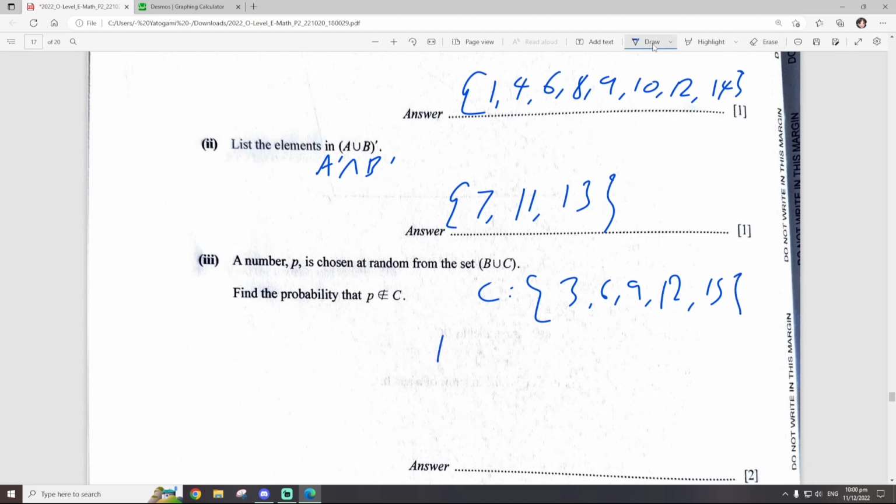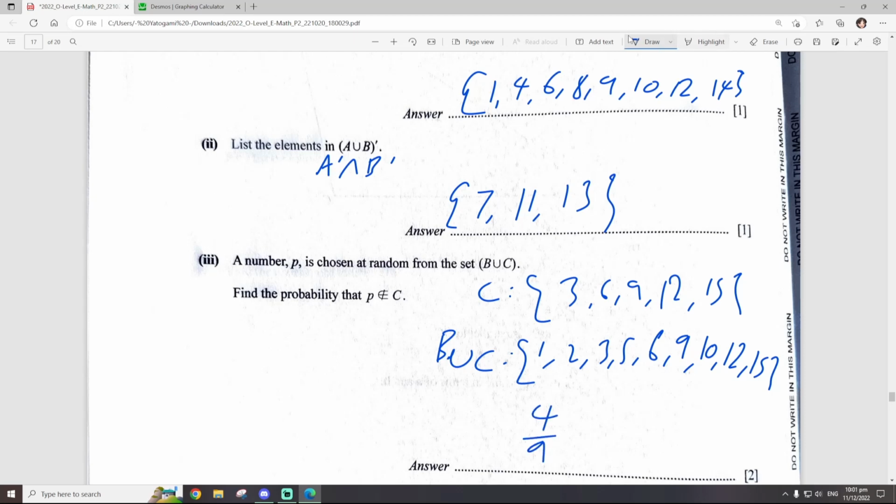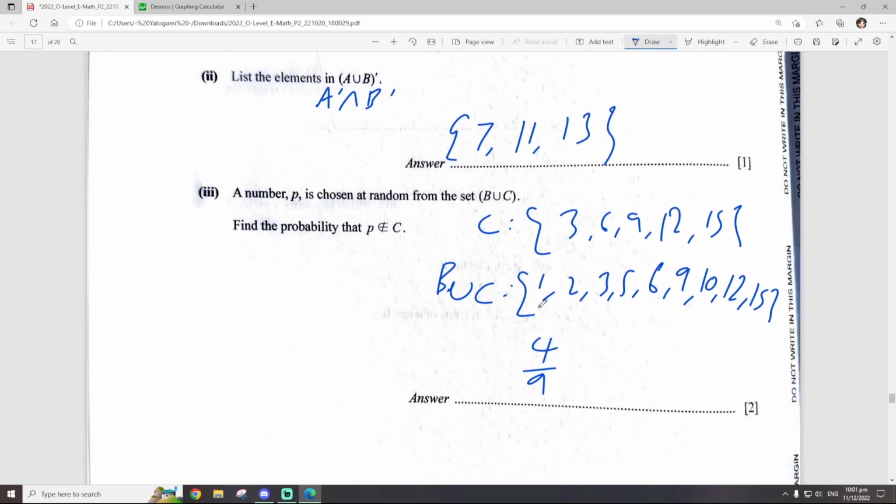And therefore, the set B union C is 1, 2, 3, 5, 6, 9, 10, 12, 15. So there are 9 elements, but only 5 of these are in C. So the probability is 4/9. Because there will be a chance that you pick any 4 of the elements that are in B but not in C.